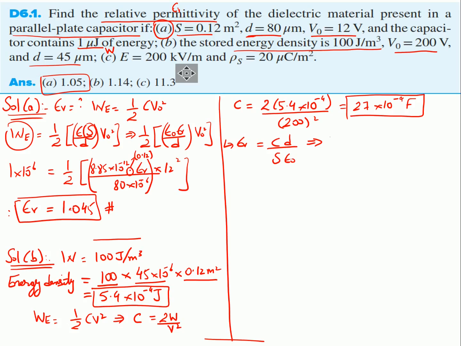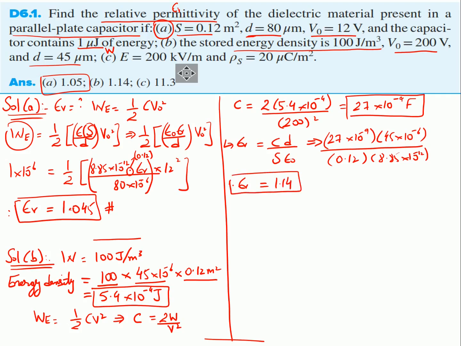I'll just write everything for simplicity: 27 into 10 raised to power minus 9 multiplied by 45 into 10 raised to power minus 6 divided by 0.12, and then we have 8.85 into 10 raised to power minus 12. So the final permittivity for the second part comes out to be 1.14, and that's the solution.